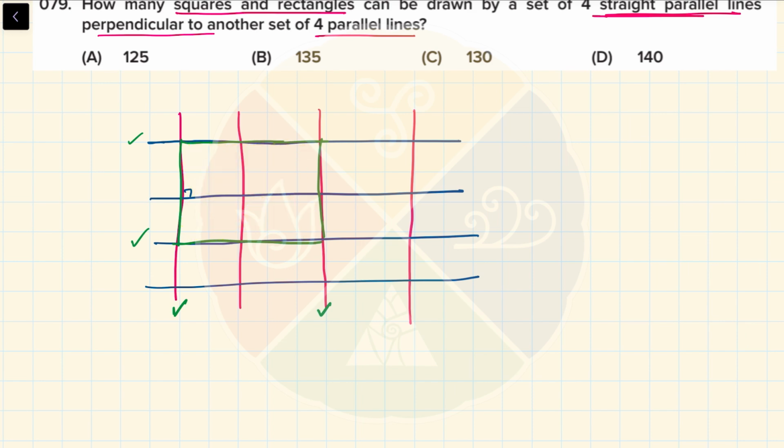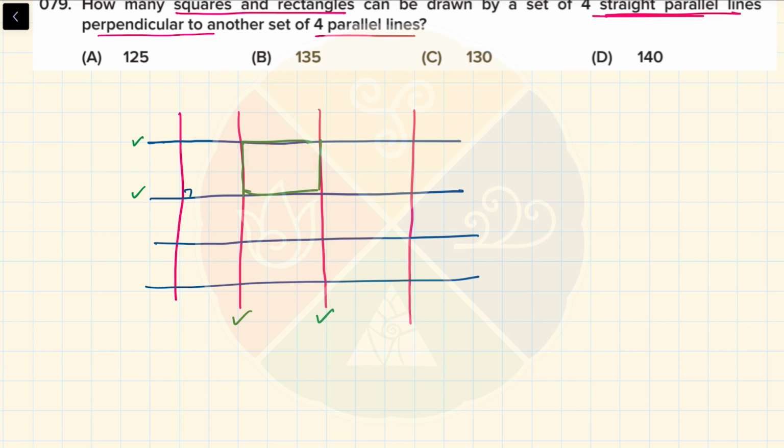Now imagine if I'm choosing something else. You can actually try to do this yourself. Imagine I am choosing this line and this line. Similarly, I will choose this line and this line. So the only thing which matches is this line, this line, this line, this line. This will be my square or rectangle.